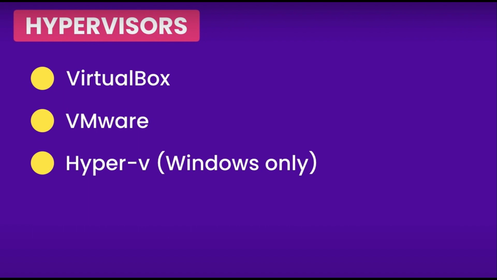There are many hypervisors available out there, like VirtualBox and VMware, which are cross-platform, so they can run on Windows, Mac OS, and Linux, and Hyper-V, which is only for Windows. So, with a hypervisor, we can manage virtual machines. Now, what is the benefit of using virtual machines?